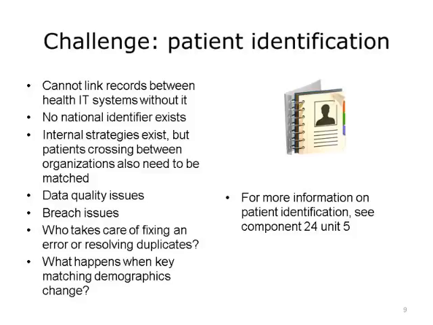And who takes care of the problems? What if you find an error? What if you find a duplicate? What if you find two patients incorrectly linked together? How are the duplicates merged or the incorrectly joined separated? How is that going to get resolved within an organization? How is that going to get resolved between organizations? What happens when key matching demographics change? What happens when the name changes? What happens even if a gender changes? What do we do? For more information on patient identification, please go to Component 24, Unit 5.